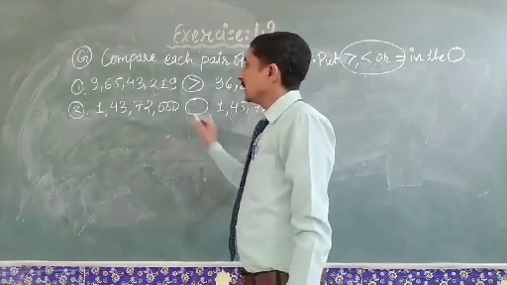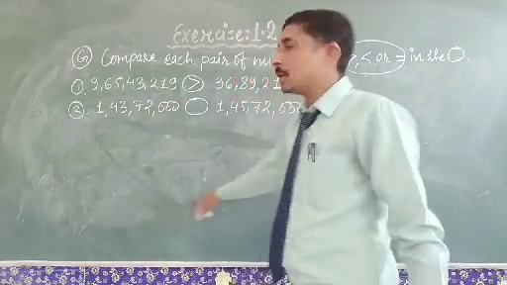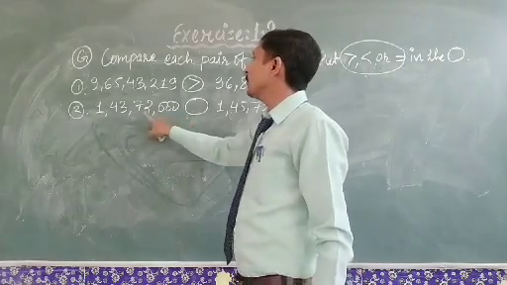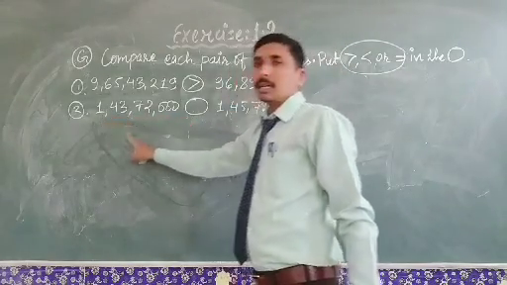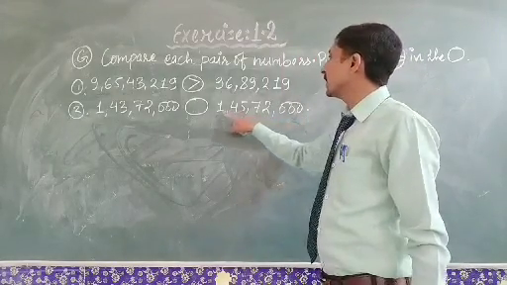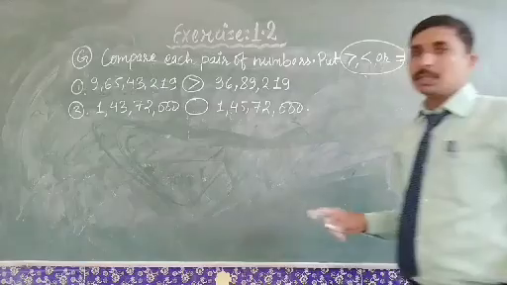Now, in the same way, number 2. In number 2, you see, first you have to count the number of digits. 1, 2, 3, 4, 5, 6, 7, 8. Number of digits is 8. And 1, 2, 3, 4, 5, 6, 7, 8. Here also number of digits is 8.